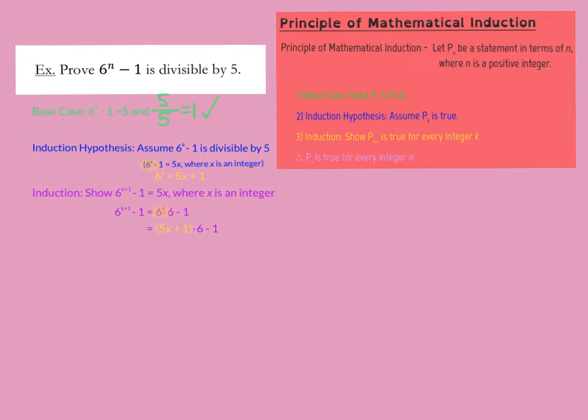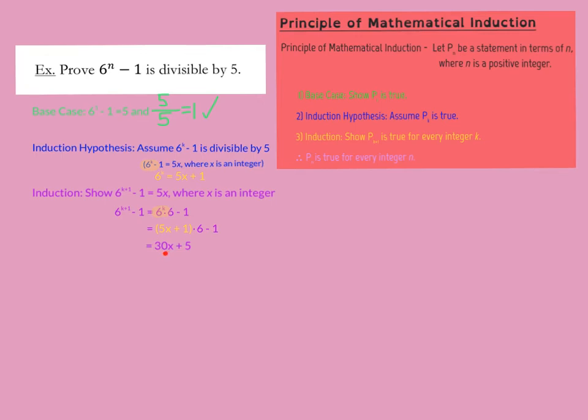I'm going to go ahead and distribute the 6 in. When I do that, I get 30x plus 5. How is this helping me? Let's go back and remind ourselves of what our goal is. We're trying to show that the left-hand side that we started with is divisible by 5, or is 5 times x, where x is an integer. Keeping in mind it can be 5 times any integer.